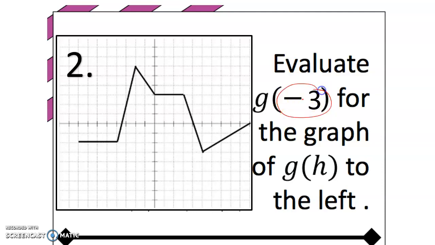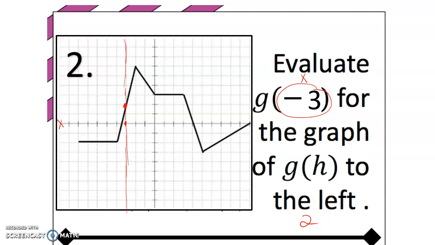Number 2, evaluate g of negative 3 for the graph of g to the left. So again, when it's in parentheses, it's my input, which means x. So this tells me to go to the x-axis, and I'm going to go to negative 3. So negative 1, negative 2, negative 3 would be here. And I'm going to look for my y values. So when I look down, there's nothing there. When I look up, I hit a point right here, and that point is at positive 1, 2, and then nothing else above it. So my answer then is 2.